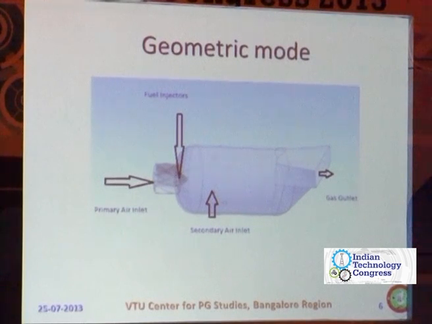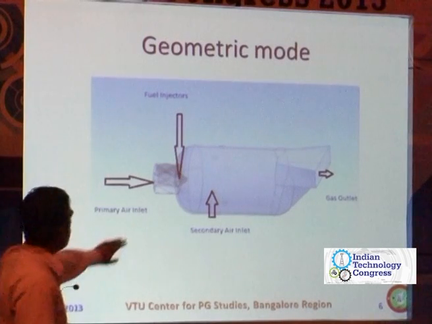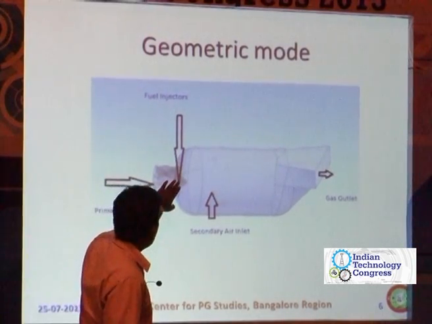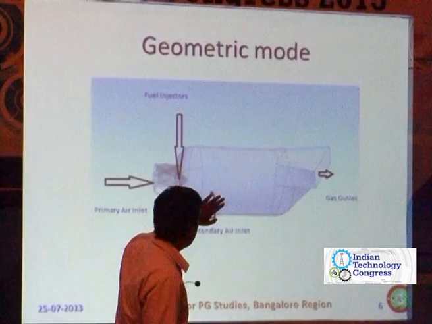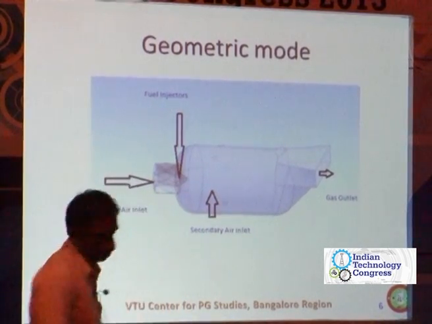This is the model I have taken in the project. It consists of a swirler at the inlet, the fuel injector, and it consists of secondary holes and a gas outlet.